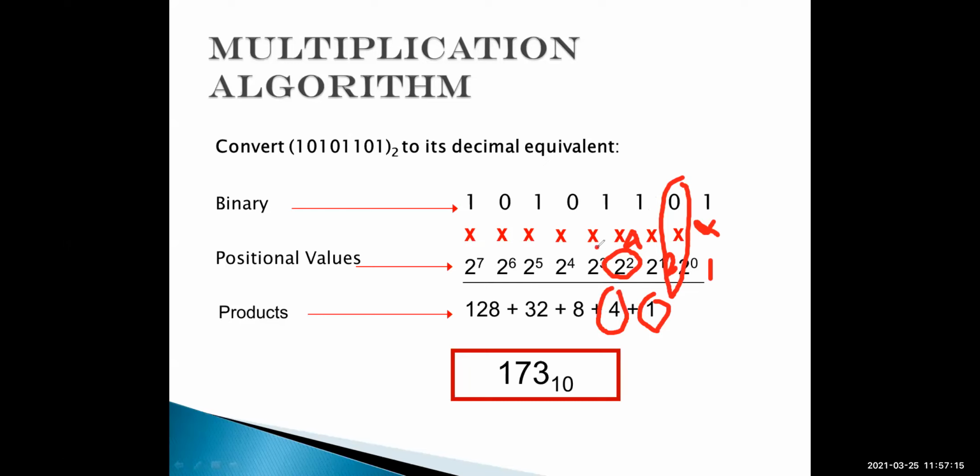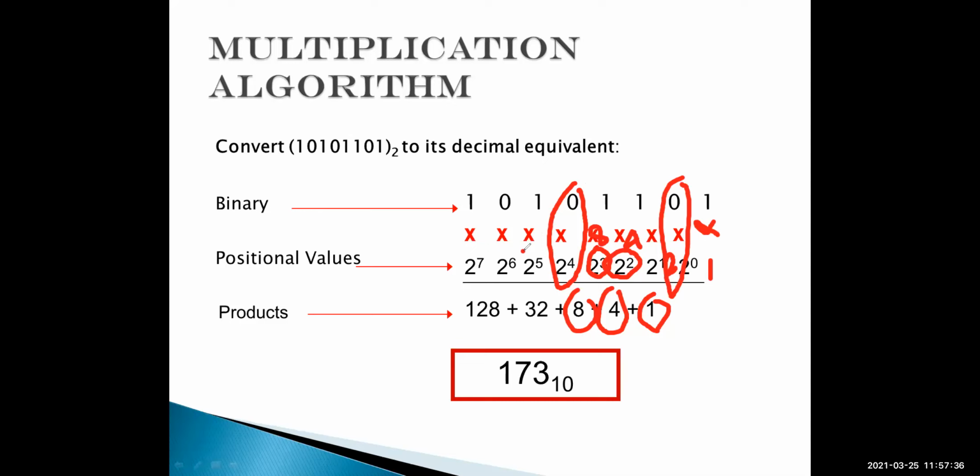Then 2 raised to 3. 2 raised to 3 means 8. So 8 multiply with 1 means 8. Now whenever the digit is 0, that means the value is 0. If 2 raised to 4 multiplies with 0, the actual answer is 0. That's why we are not writing 0. We are just writing the maximum values, except zeros.